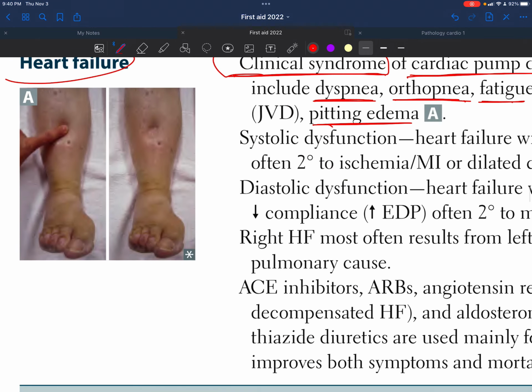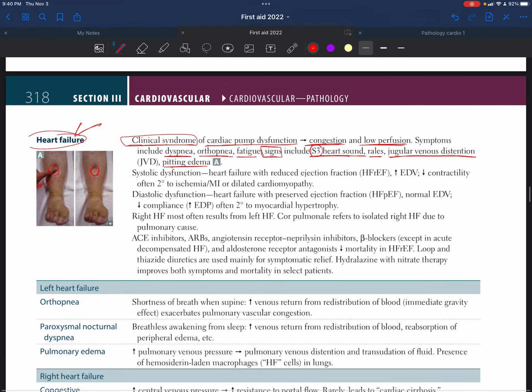This is something that we're seeing here. We press for a little while on the shin of the patient's leg, and when we lift our hands up, we can see the indentation stays in there. That is the pitting edema.